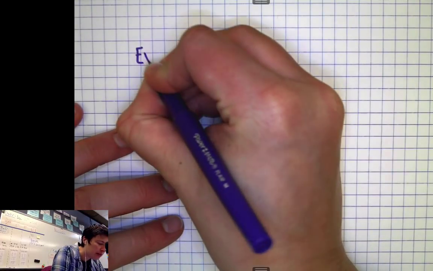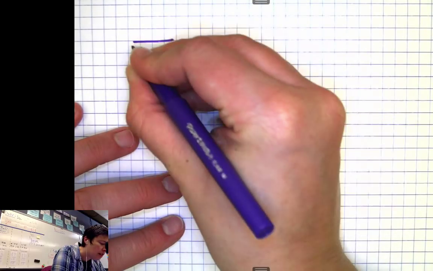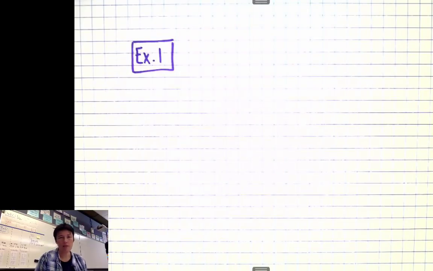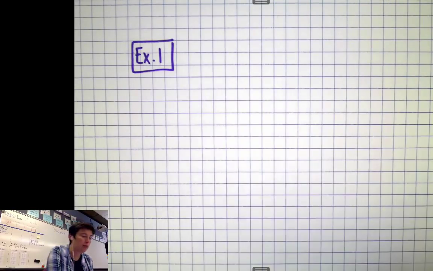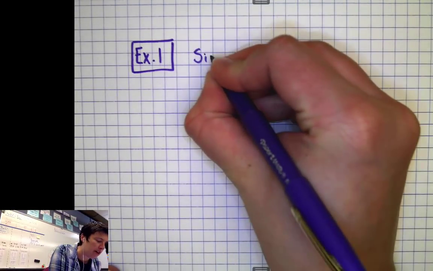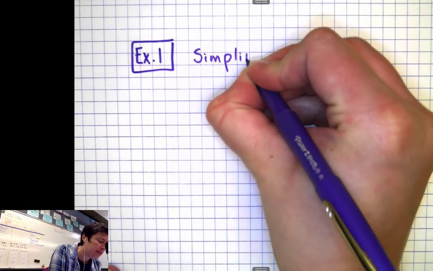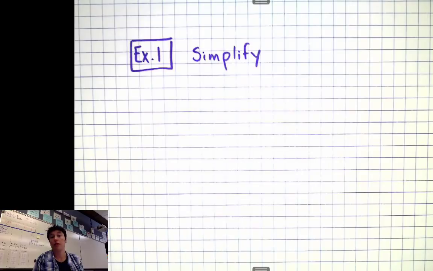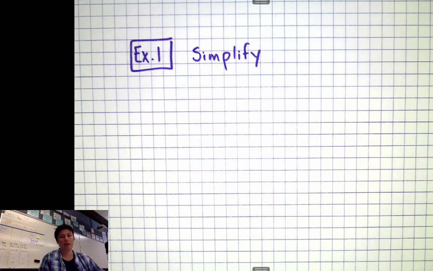We'll call that example 1. Today our focus is not on solving for x, so we're not going to get an actual answer for our variable. We're just going to simplify. And these are the ones that often end up with lots of parentheses involved. So here is our first problem.